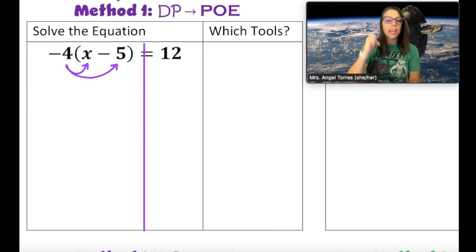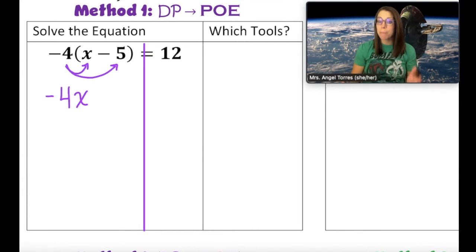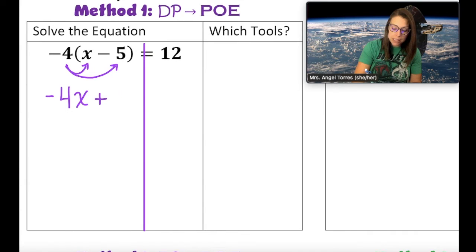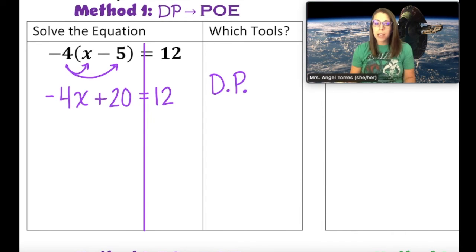So again, I'm thinking everything is going to change. So negative 4 times a positive x becomes a negative 4x. And negative 4 times a minus 5, that changes to plus, and 4 times 5 is 20. So the first step we used, the first tool we used was our distributive property. But since we distributed a negative, everything had to change.